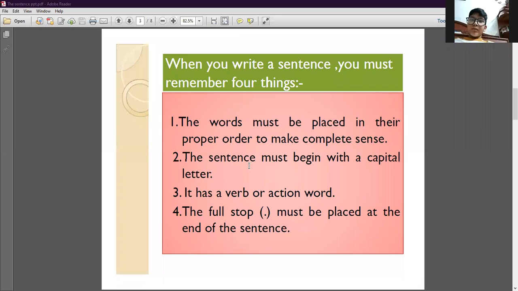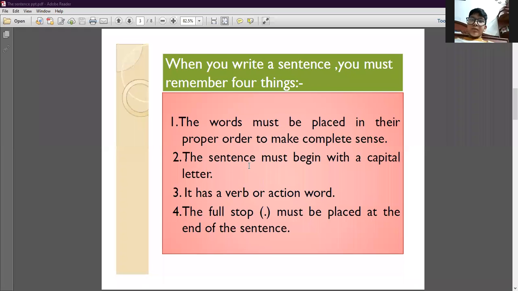Clear? Number third is here, it has a verb or action word. So इसमें क्या होना चाहिए, verb या action words. You know very well a verb. A verb is a word or a combination of words that indicate action or state of being or condition. Yes, a verb is a part of a sentence that tells us what the subject performs. ये एक हमारे sentence का part होता है जो हमको ये बताता है कि subject क्या perform कर रहा है.